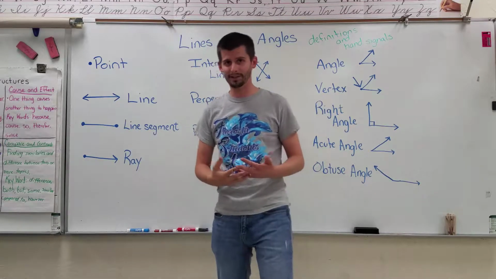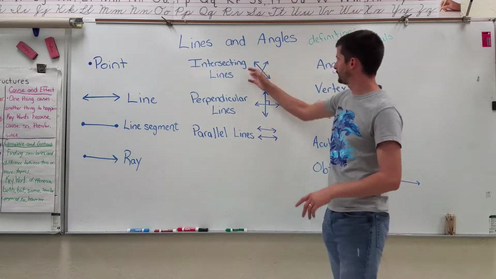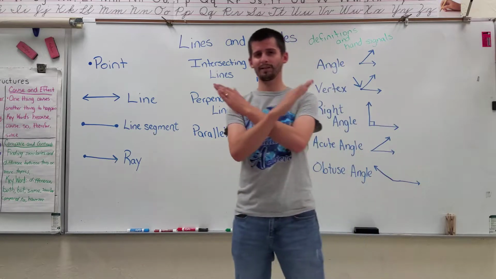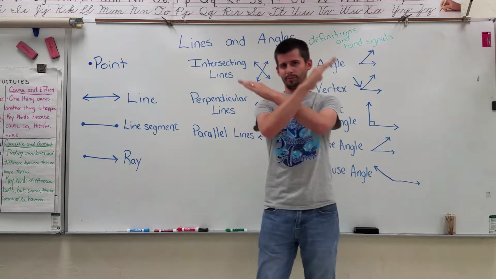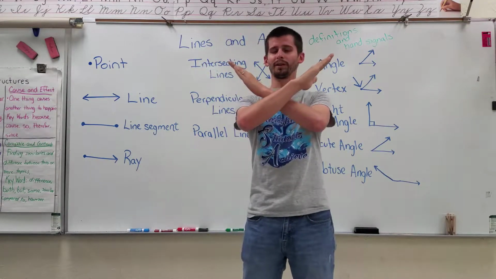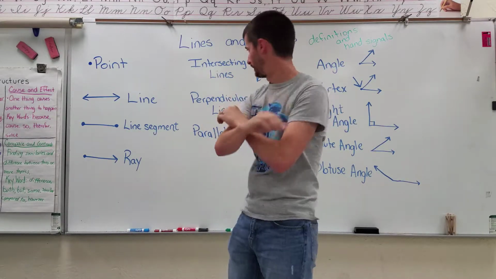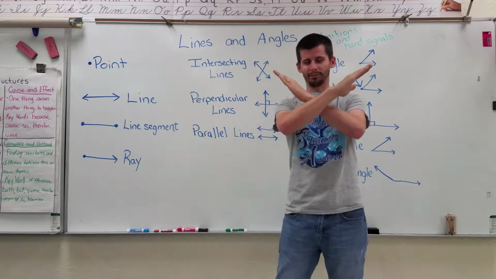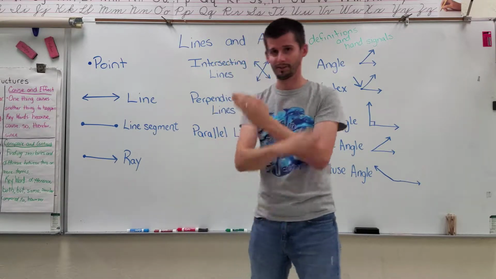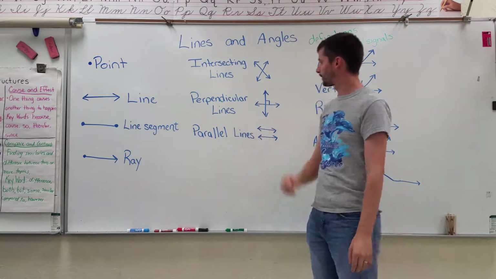Now we can combine these together to make intersecting lines. Intersecting just means that they cross. So we can show this by making a cross with our arms. People think of it as Wonder Woman, you know, when she's blocking. So that's intersecting lines, where they're crossing. That's what intersecting means.